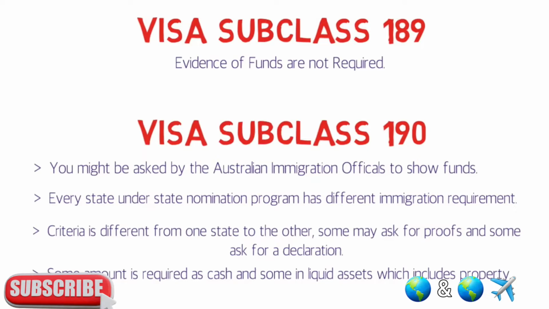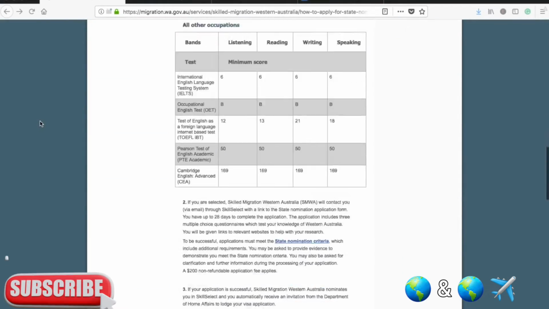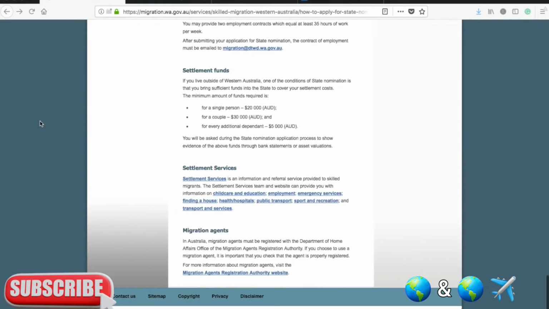Okay, now let's check out the visa subclass 190 for different states, where it is required and what are the basic criteria for that. This is the official website of the state of Western Australia. So if you drag down over here, you'll find this heading, settlement funds. They say if you live outside of Western Australia, one of the conditions of state nomination is that you have to bring sufficient funds into the state to cover your settlement costs.